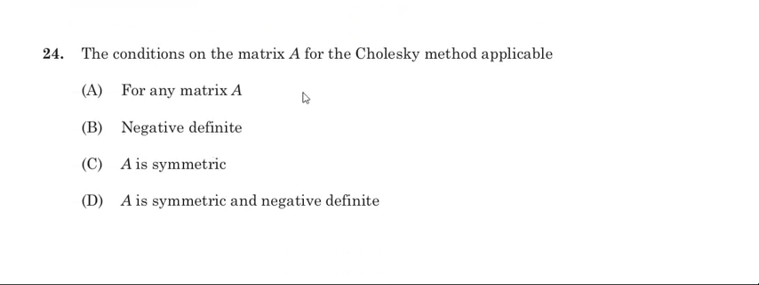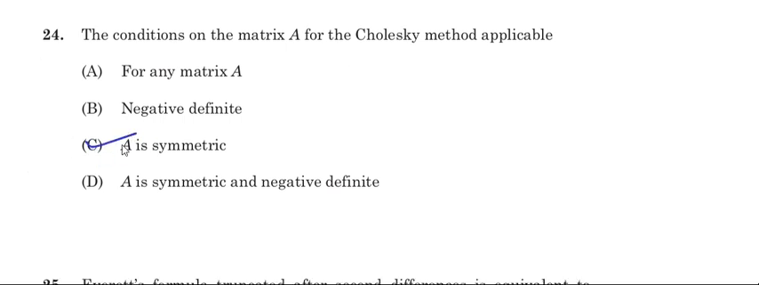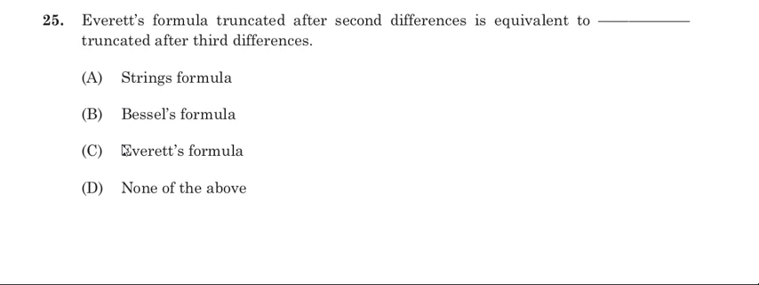The condition on the matrix A for the Cholesky method to be applicable is that A is symmetric. And question number 25, the averaging formula truncated after second differences is equivalent to, so which one? So it's Bessel's formula truncated after third differences.